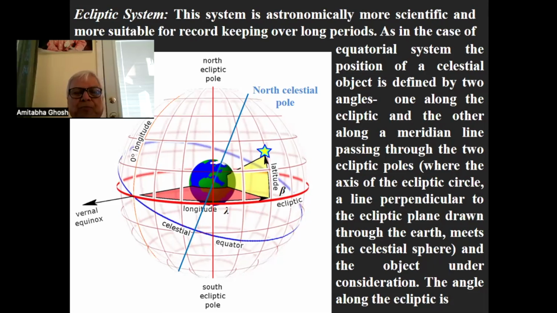ecliptic system is also a system which is independent of any observer position, and in the Indian system the latitude and longitude of a particular object is fixed, it never changes in the case of a fixed star. In the Western system the fixed stars' longitude changes over time, because the starting point shifts along the ecliptic towards the west at a rate of 1 degree every 70 years. After say 1400 years, I think the longitude will be more by 20 degrees, compared to when you measure it today.